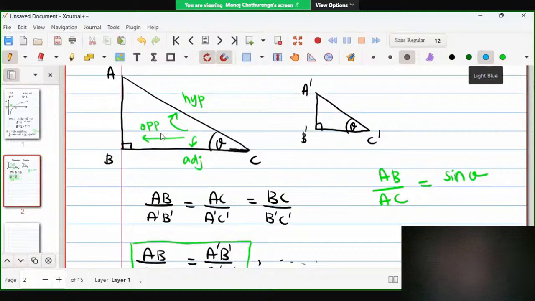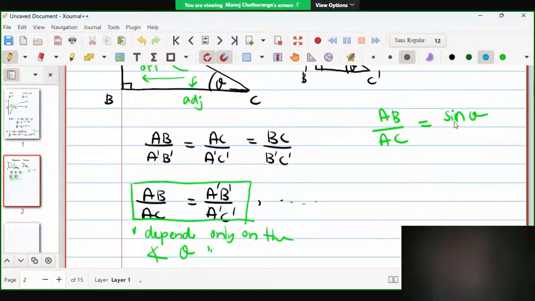Likewise, they gave a name for the adjacent side divided by hypotenuse. This is called the cosine theta. That also depends only on the angle theta. It does not depend on the size or the other angle. It's purely a function of angle theta.